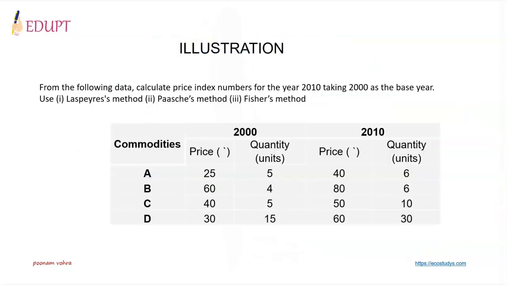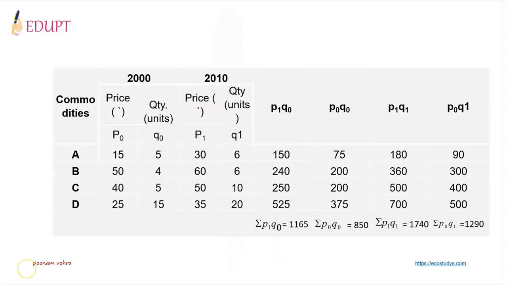Have a look at the illustration. Information about 4 commodities are given where price and quantity in 2000 and price and quantity in 2010 are provided. You need to calculate price index number for the year 2010, taking 2000 as base year by using Laspeyres method, Paasche's method and Fisher's method. Let's have a look at the solution.